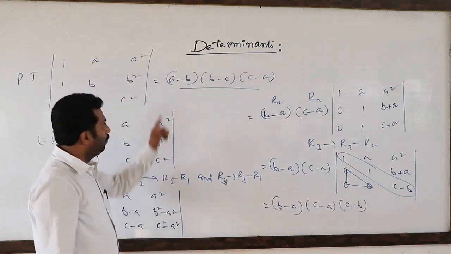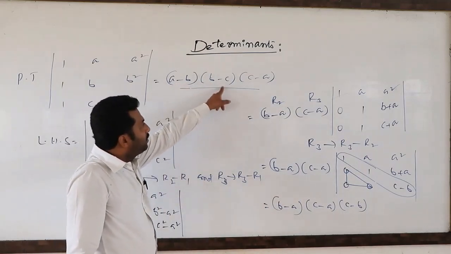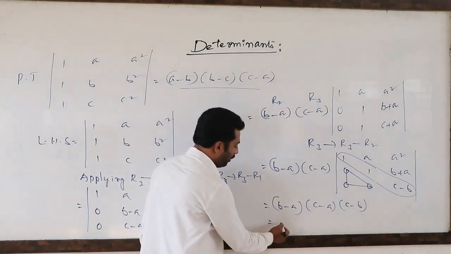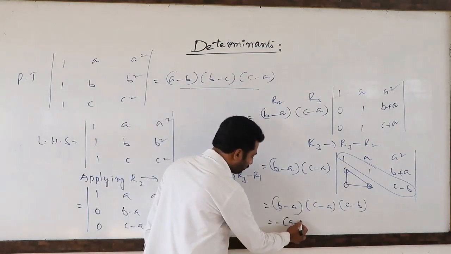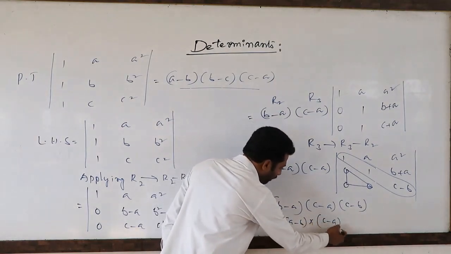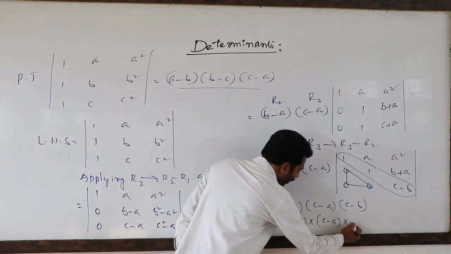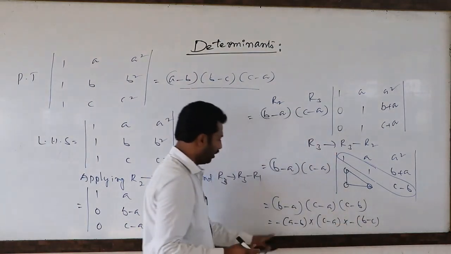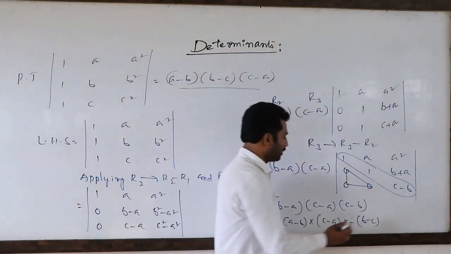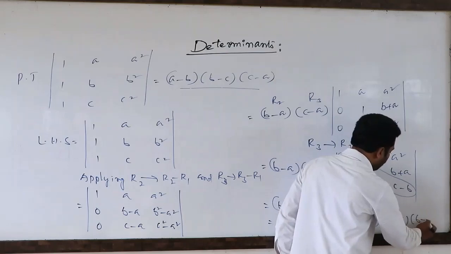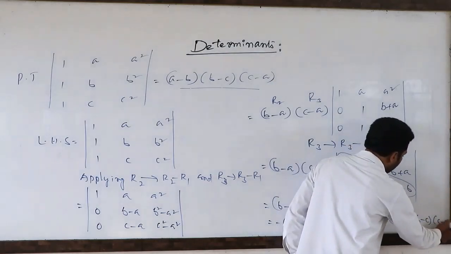Actually, what we have to prove is (a minus b)(b minus c)(c minus a). Taking minus common: b minus a becomes minus (a minus b), c minus a stays, and c minus b becomes minus (b minus c). Minus into minus is plus. So finally we get (a minus b)(b minus c)(c minus a).